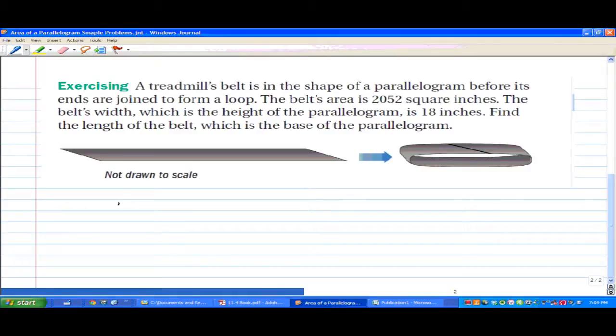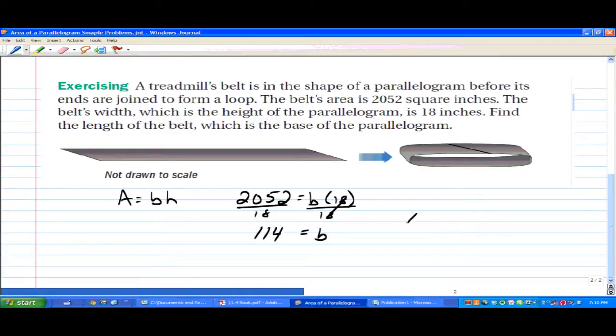Okay, remember that area is equal to base times height. They're giving us the area, so 2,052 is equal to the base times, and they said that the height was 18. Simple enough. You divide by 18 on both sides to solve for b. b then is equal to 114. So the belt is 114 inches long.